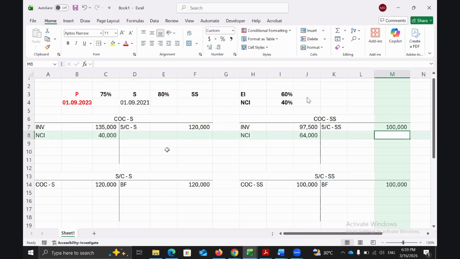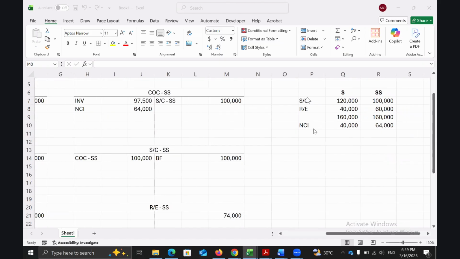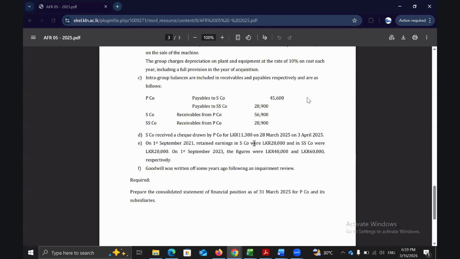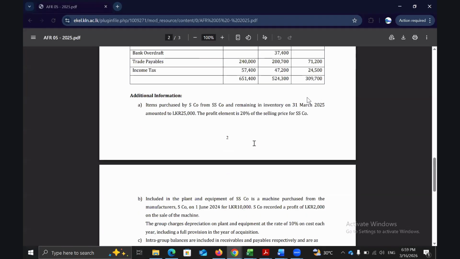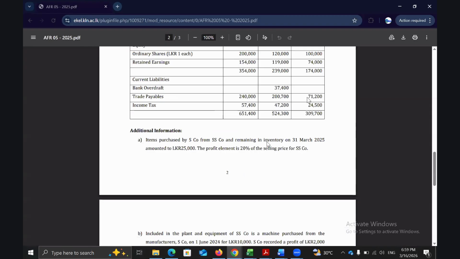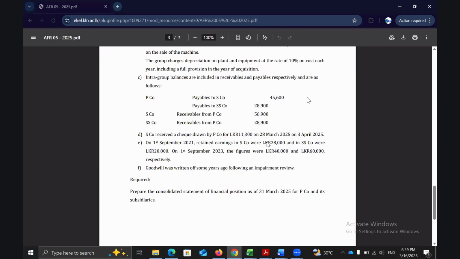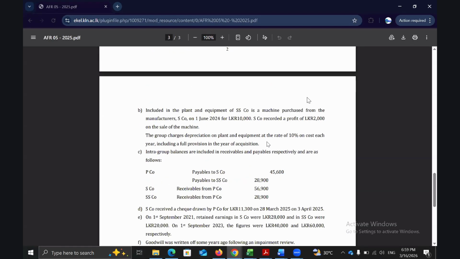Then yeah, I did this one in the second lecture also. Okay, anyway. Now, this is based on the group policy. Here, as you can see, there's no mention about the fair value of the NCI.